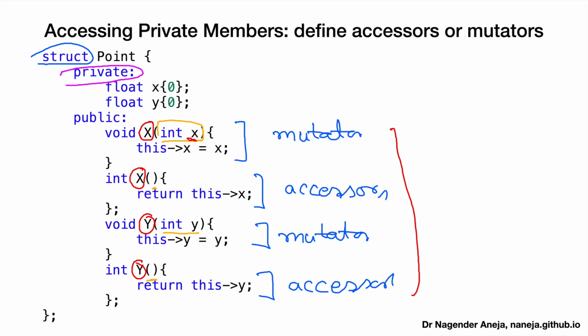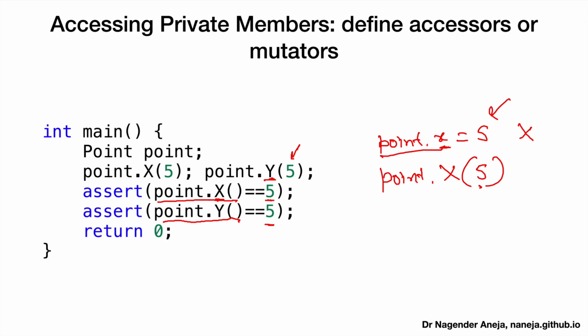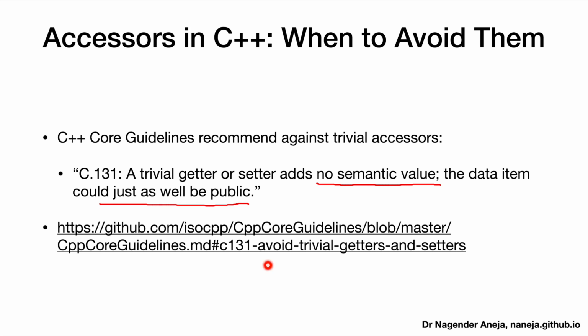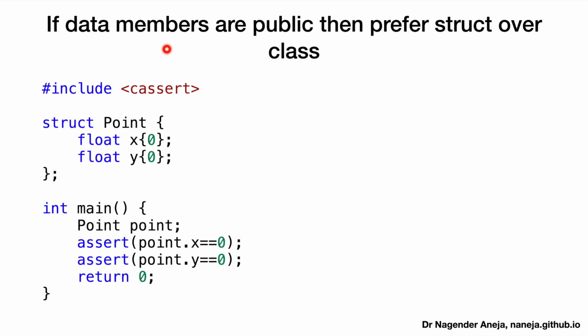But if it's just trivial, where whatever value is given is just assigned, and if it is asked for, it is just returned, and you're not going to check whether you should return this value or not, then this is a trivial mutator and trivial accessor. So the C++ Core Guidelines state that these are not required. You can read more on the link about the guidelines. So if you decide that data members are public, we are not going to have the accessors and mutators.